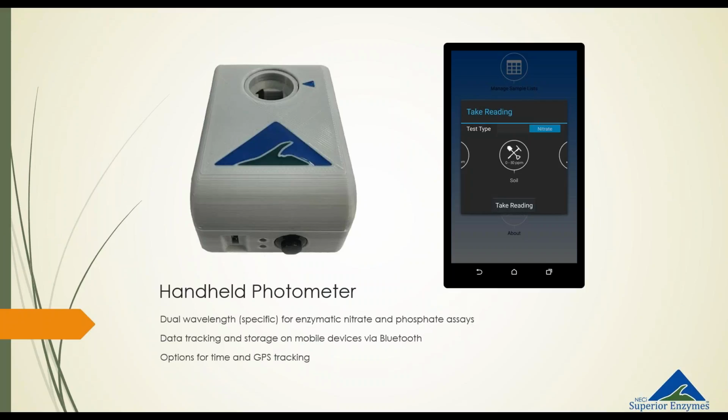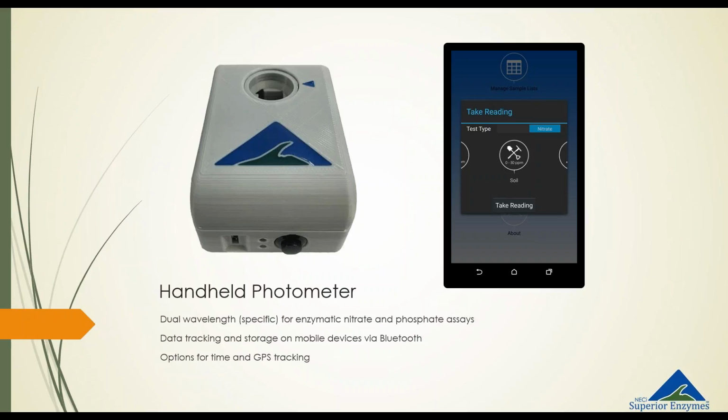So we've just come out with our new handheld photometer, which interfaces with mobile devices. All of the software and the brains are on the mobile device using an app, which does the calculations and tracks and stores the data. You can see on the right-hand side a screenshot of the app being used to analyze soil for nitrate, and it's as easy as clicking the button. On the left, you can see the photometer.